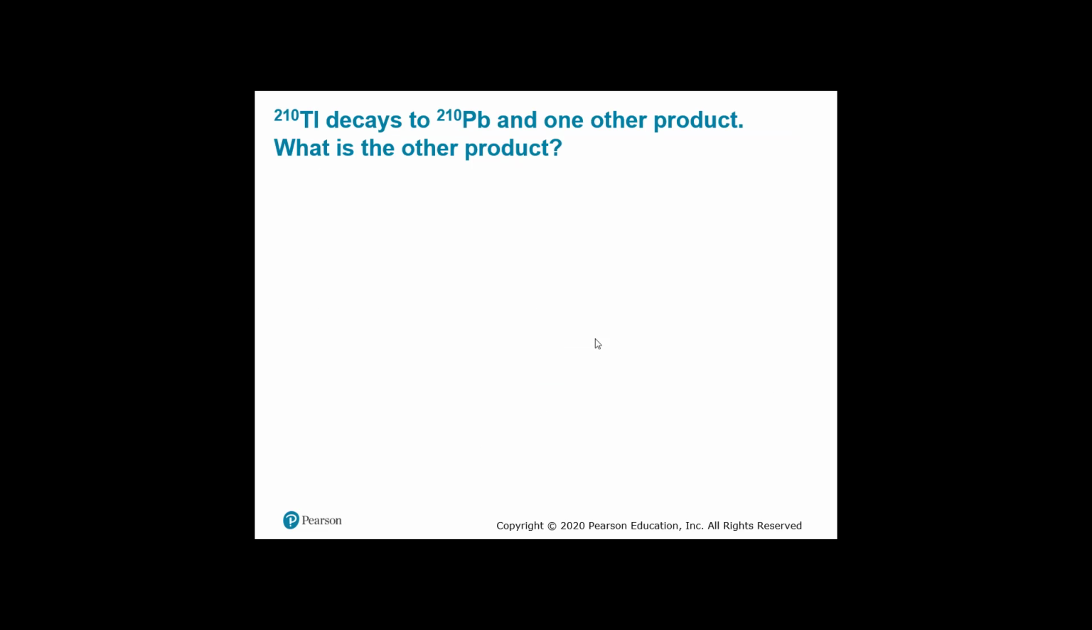So we have Ti-210 decays to lead-210 and one other product. What is the other product?